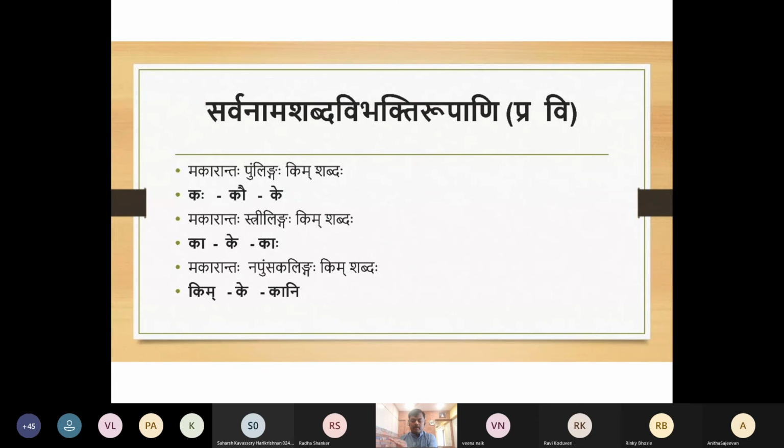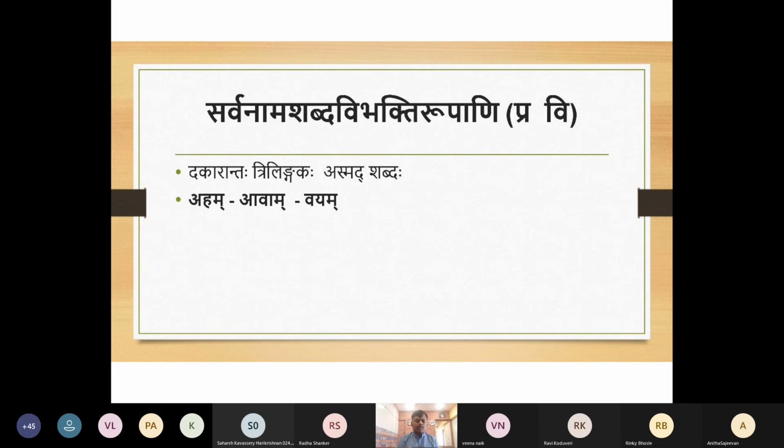Kupi, I was wrong. Kupi is an ikaranta Strilinga shabda. Kupi, Kupyau, Kupyaha. Ka asti? Kupi asti. Ke stah? Kupyau stah. Kaha santi? Kupyaha santi.